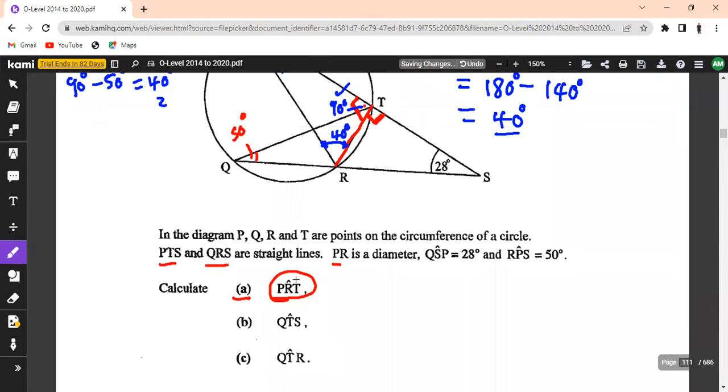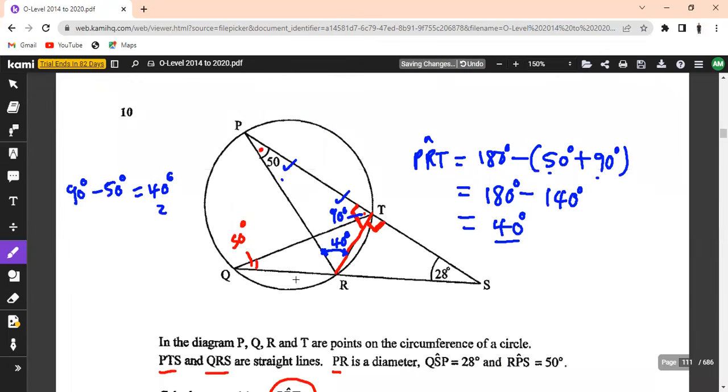Okay. QTS, that is the second part that you're asked to calculate here. QTS means we are referring to the whole of this angle here. This is our QTS, the whole of this angle, including this piece and this. Remember, I said this is 90 here. So we're going to add this 90 and this part. But what are we going to do? This is our question. What are we going to have in this case?